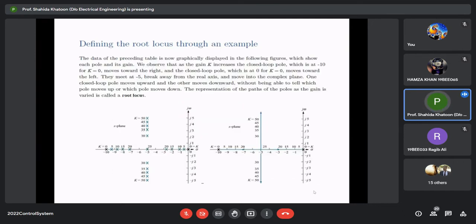Data of the preceding table, if you show it in graphical display, the following figures will appear, which show each pole and its gain. So suppose we are showing this S plane having sigma on the real axis, J omega on the Y axis. So it is J1, J2, J3, J4, J5, minus J1, minus J2, minus J3. And on the real axis, it is minus 1, minus 2, minus 3, minus 4, up to like this, right? So we have a double pole at K equal to minus 5. So it is double pole here.